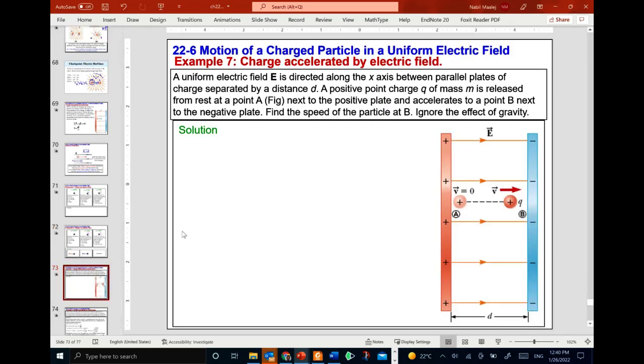I don't have the pen. So we have the uniform electric field, and again we have a charge that starts at the left with zero velocity. The charge is q, the mass of the charge is m, and the question is: find the particle velocity when it reaches point B. Consider positive and negative charge.